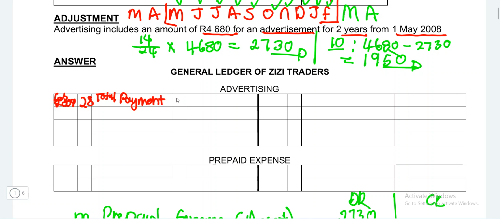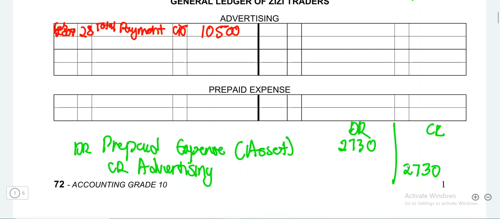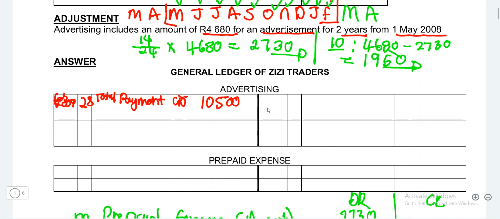And we saw this in the CPJ. Remember, you pay for your advertising in the cash payment journal. The total that we've paid for advertising is 10,500. Now, remember we said that we must credit our advertising by 2,730. So we're going to credit it.